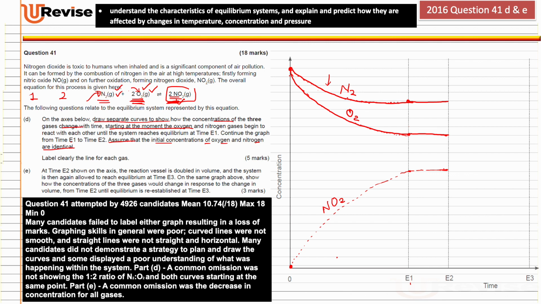Now, what we need to look at here is that if you increase volume, the overall concentration of these gases will drop. And this nitrogen is going to be impacted more because it has a higher concentration, followed by oxygen.